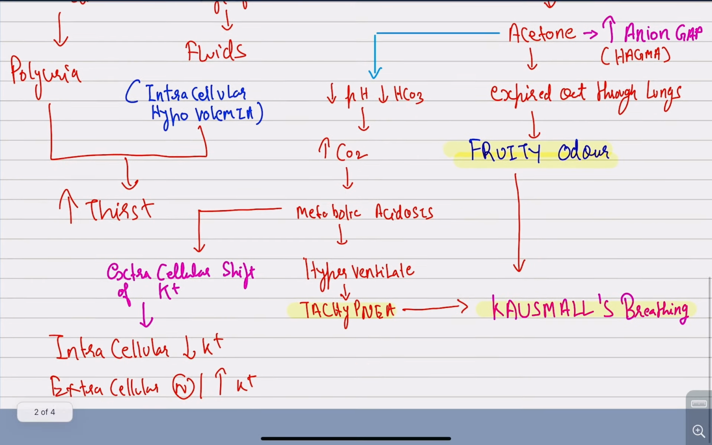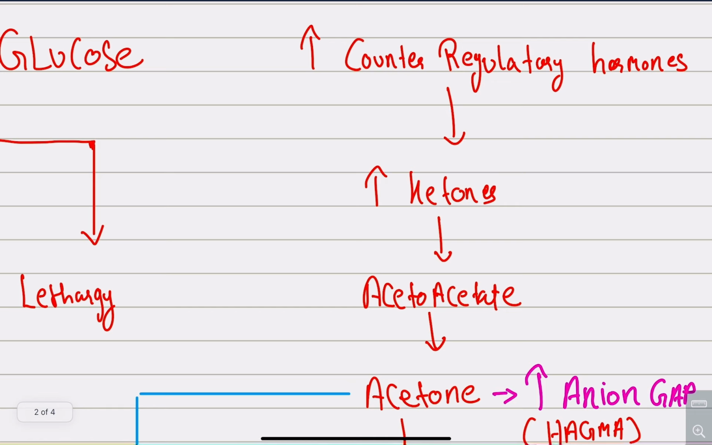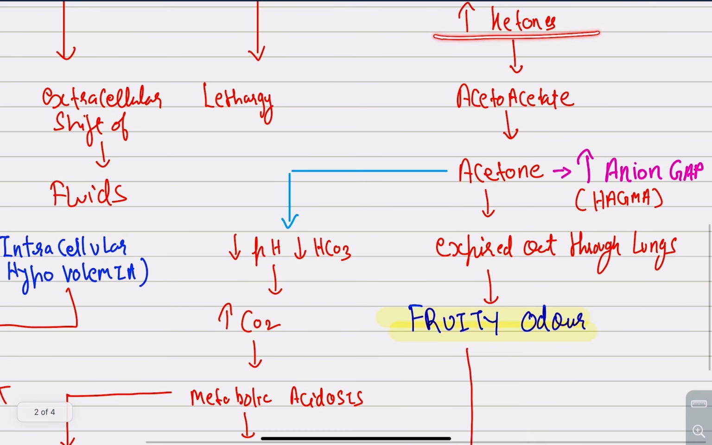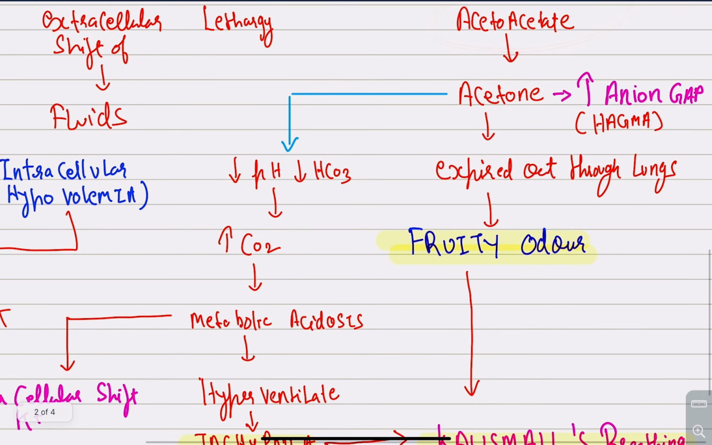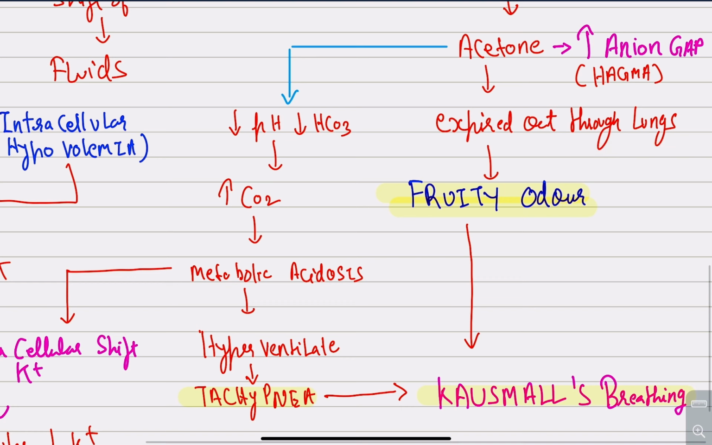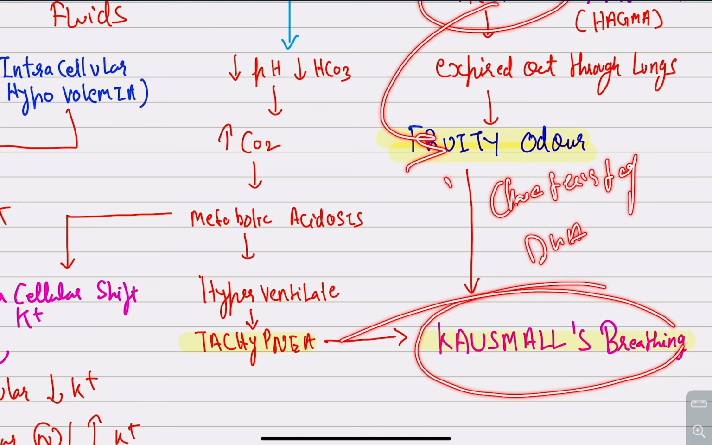There will be lethargy because that is a symptom of high blood glucose. And when there are counter-regulatory hormones present in the blood, there will be high ketones, which are acetoacetate. Acetoacetate will convert into acetone. Thereby, there will be a serum rise in acetone, which you will see in the blood workup. And when this acetone is expired out through the lungs, it will give the fruity odor, which is characteristic of DKA, known as Kussmaul respiration or Kussmaul's breathing.